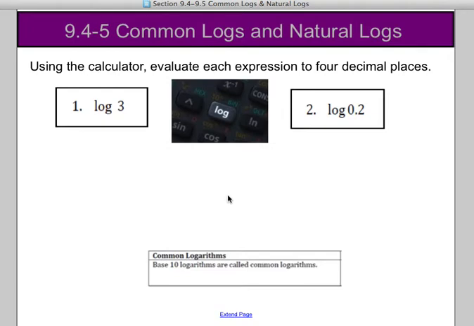Hello class and welcome to section 9.4 and 9.5. I hope everyone is having a great day. Today we're going to go ahead and look at common logs and natural logs.